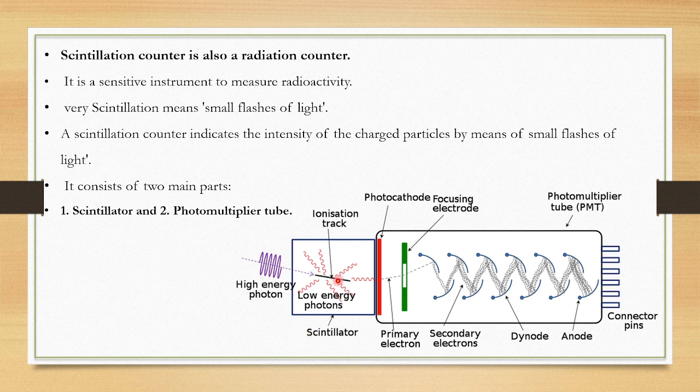In the scintillation counter, the radiation comes out as small flashes of light. And there are two parts. One is called the scintillator. So this is the scintillator part, and this is the second part, the photomultiplier tube. Photomultiplier tube and a scintillator, these two parts are in the scintillation counter machine.